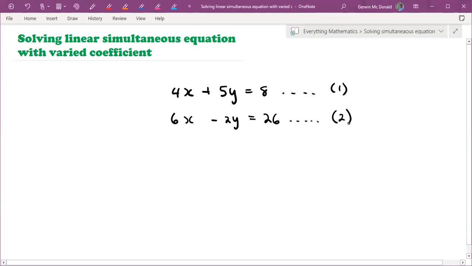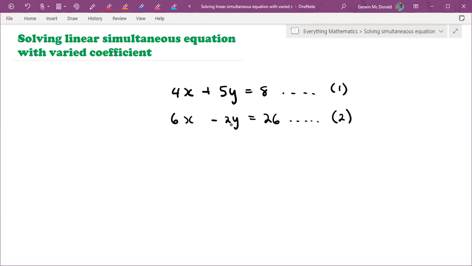Good. So in this case, notice that if we choose to eliminate x, they don't have the same coefficient, because this x above here has a 4 and this x below here has a coefficient of 6. And likewise, if we choose the y, the coefficients are not the same. So the trick is this. To make them the same, you have to multiply the entire equation by a scale factor that will equalize the coefficient. I know that sounds technical, but in other words, you have to multiply the equation by a specific number that will make them the same.